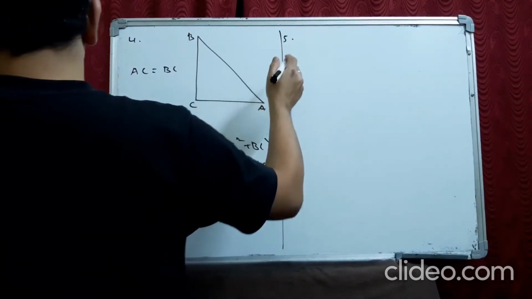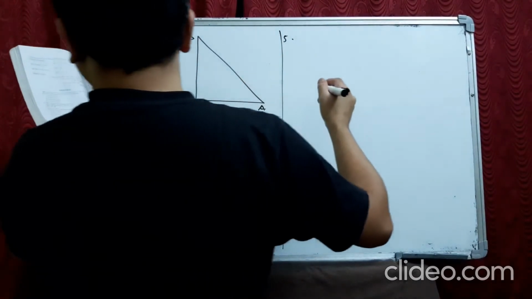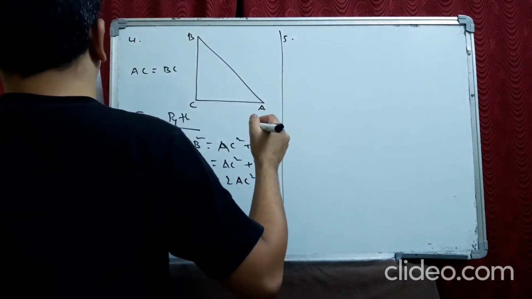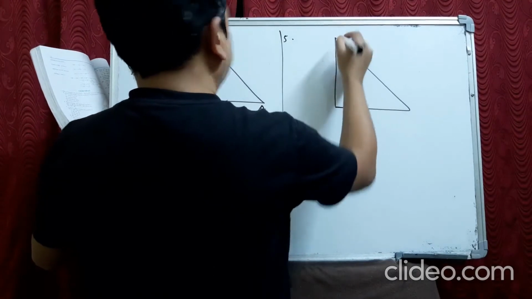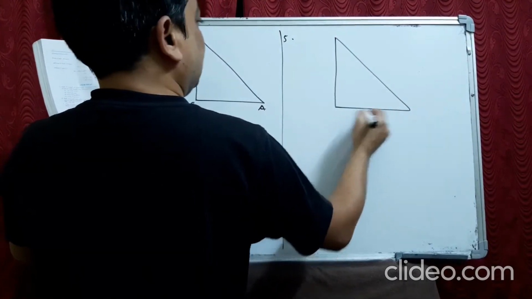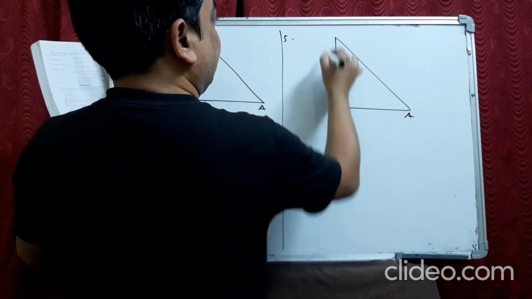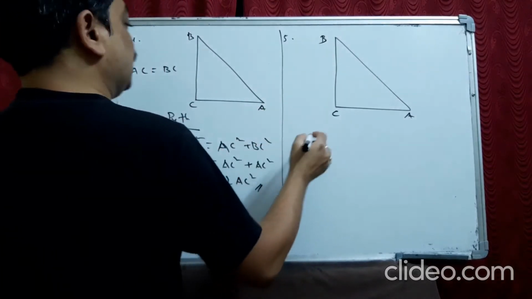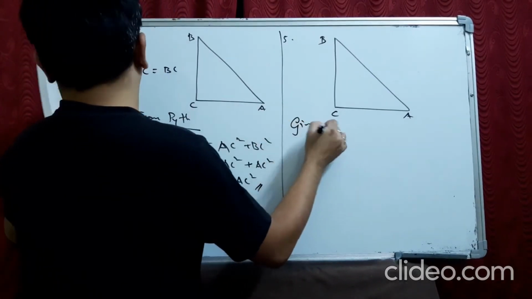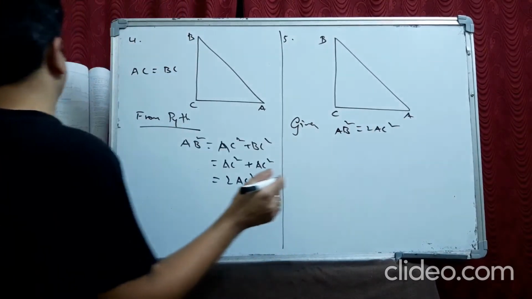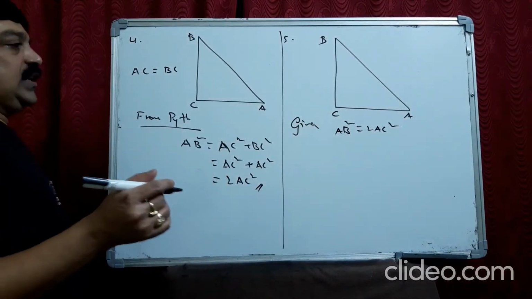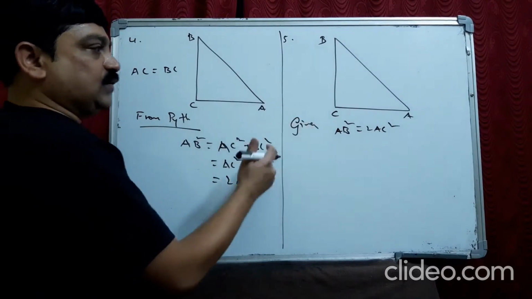fifth one. ABC an isosceles triangle with AC equal to BC and AB square equal to 2AC square. This is a right angle triangle with AC is equal to BC. Also given, what is given here? AB square equal to 2AC square. So what to be proved? Prove that ABC is a right angle triangle. Simple.